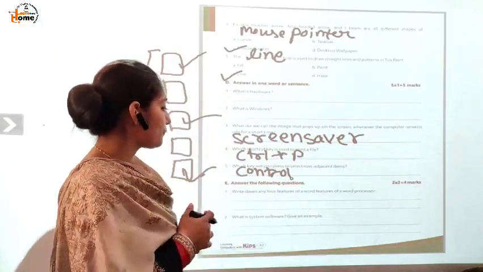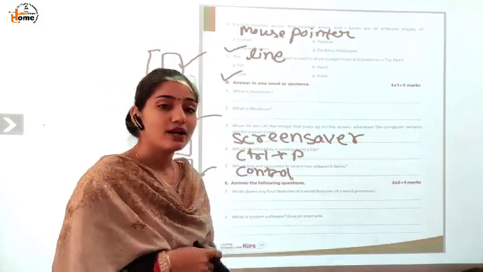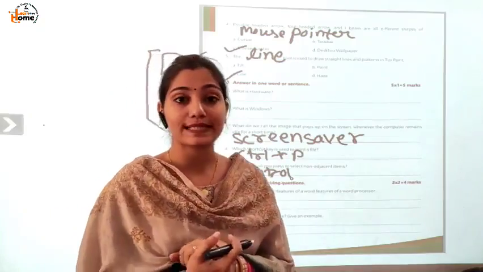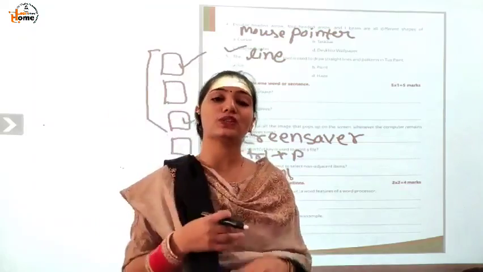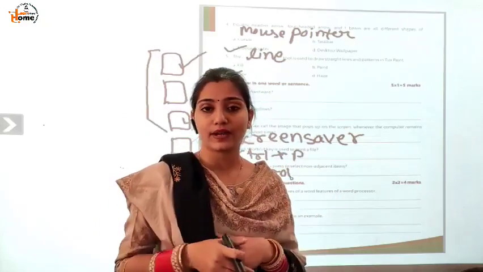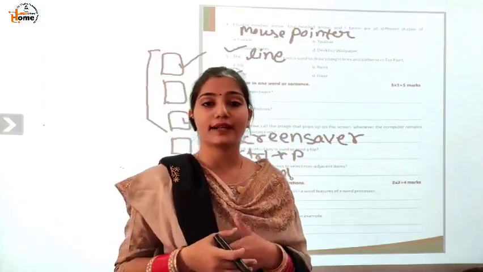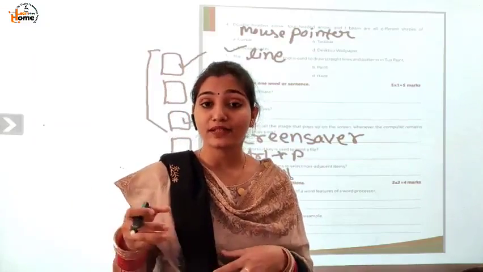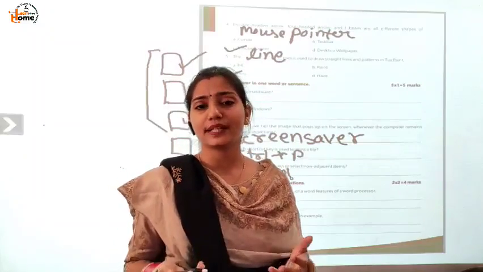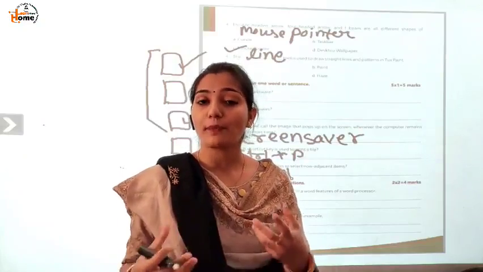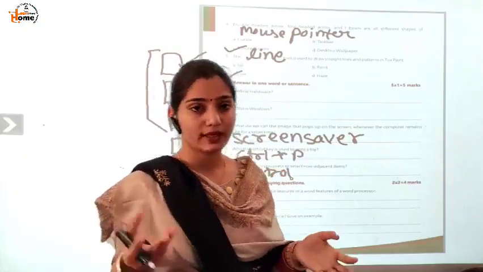Write down any 4 features of a word processor. What are the different features of a word processor? You can create reports, newsletters, bills, etc. You can move, cut, copy, paste the different items. You can insert graphics. You can insert clip art. So all these are the different features of MS Word. We have learnt about it in so much detail, so I think you can do it on your own.